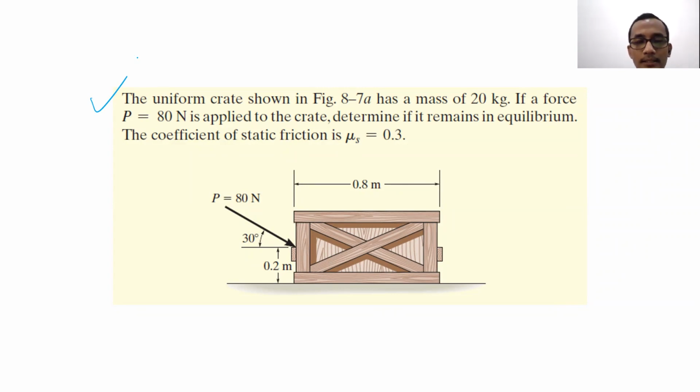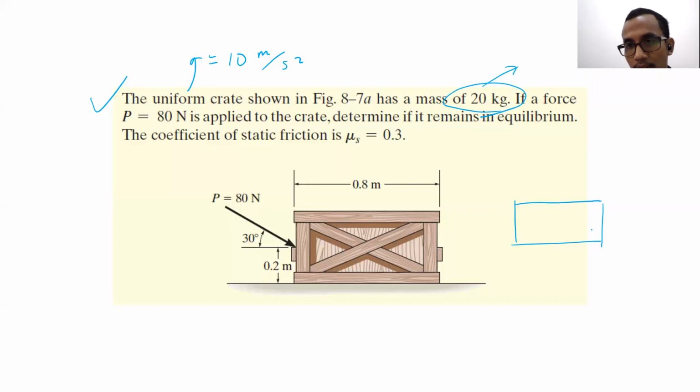Okay, let's try to do it together. The mass of the crate is 20 kilograms, with the assumption of g equal to 10 meters per second squared. So the weight will be 200 newtons. If I have to draw the free body diagram, it will be like this. The weight here will be 200 newtons.